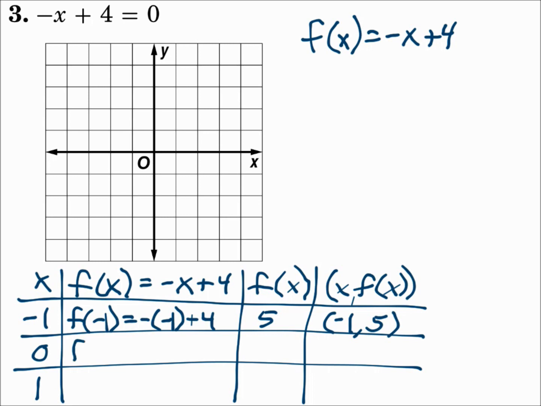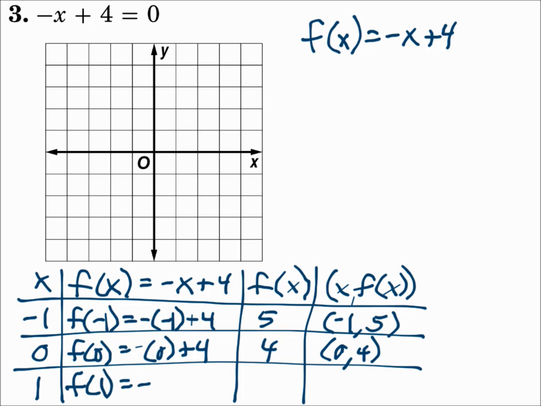When x is 0, find f of 0, which is negative 0 plus 4. Negative 0 is just 0. 0 plus 4 is 4. So we have the ordered pair 0, comma 4. When x is 1, find f of 1, which is negative 1 plus 4. Negative 1 plus 4 is 3. So we have the point 1, comma 3. We can plot those 3 points and connect the dots.